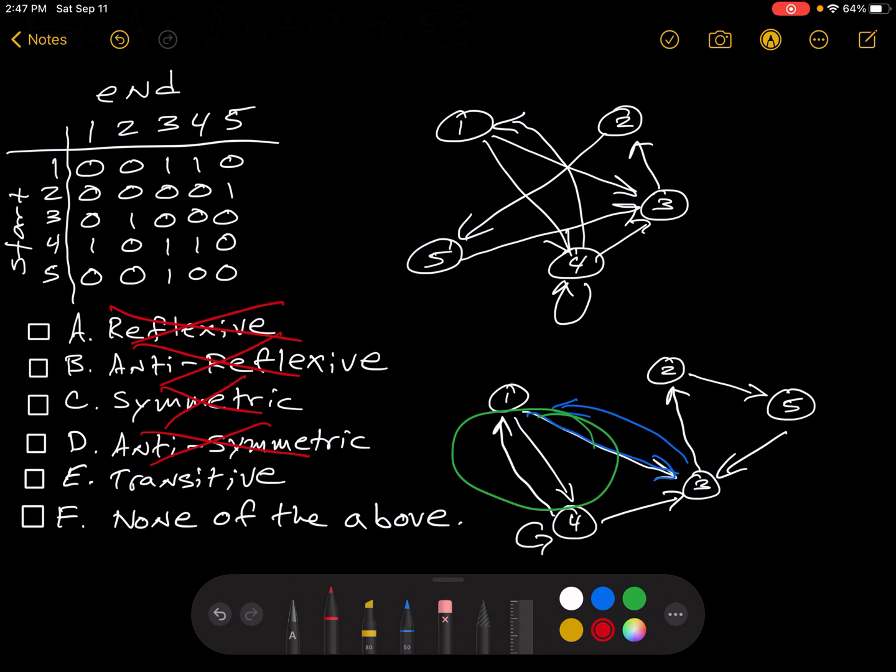And I can also tell that it's not transitive. Why is that? Here would require that. We don't have that. So it's not transitive. Oops. Erase that instead of crossing it out. Anyway, cross it out. So therefore, it's got to be none of the above. And that's it.